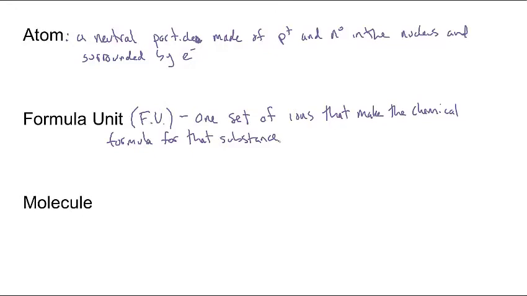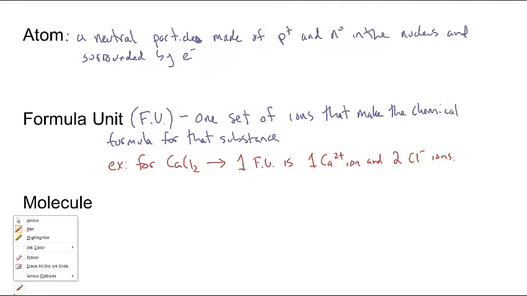So an example here. For calcium chloride, one formula unit is 1 Ca2+ ion and 2 Cl- ions. Remember, if I have calcium chloride and it's a solid, it's all in this matrix of alternating plus and minus charges. One formula unit is just one set of ions that make up the chemical formula.